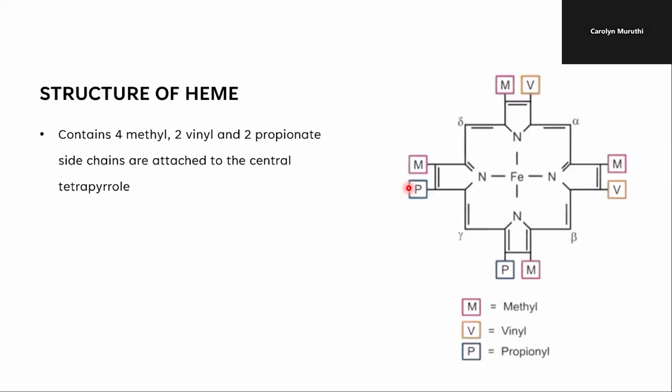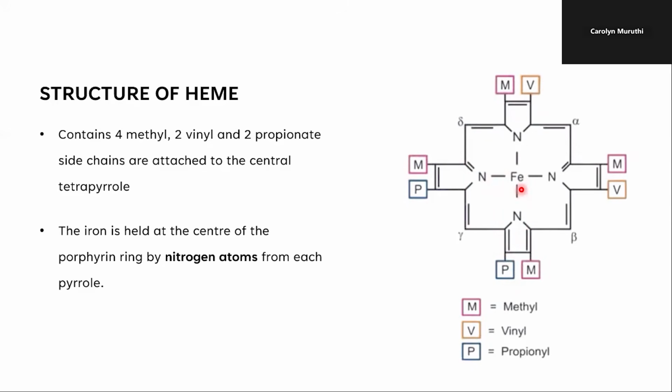In heme, we have 4 methyl side chains, 2 vinyl, and 2 propionate side chains, which are attached to the central tetrapyrrole. The ion is held at the center of the porphyrin ring, and this is done by nitrogen atoms from each pyrrole. And this ion is what gives heme its deep color and therefore its function.